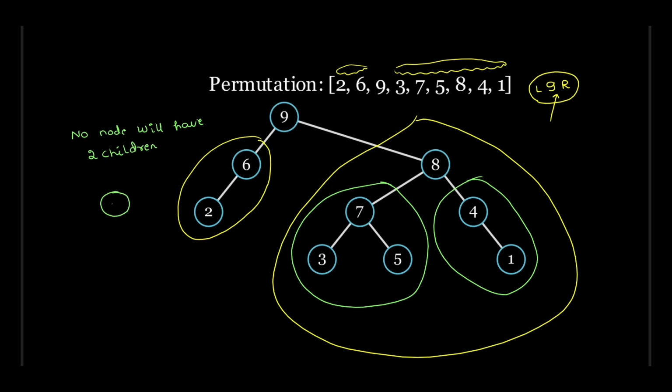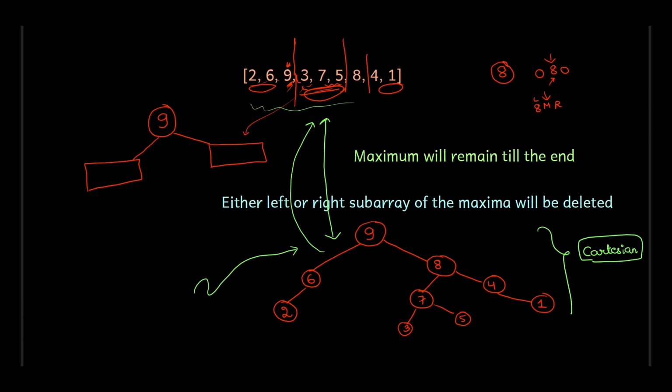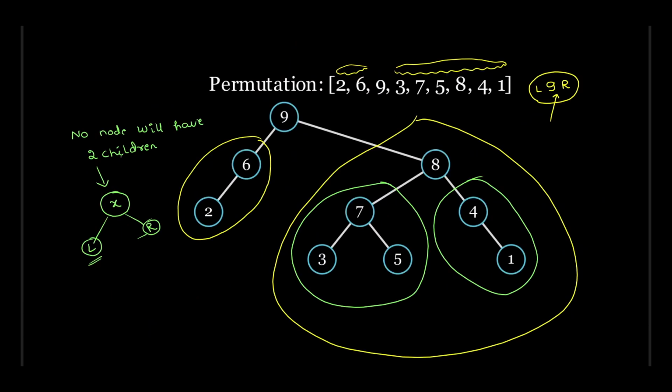So if this is a node X and it has two children, let's say L and R, then of course the property is still satisfied, because the maximum of L, R and X will of course be X, and the problem told you to keep on deleting until there is no triplet that satisfies this condition. So one thing you can be sure of is that no node in this Cartesian tree will have two children.